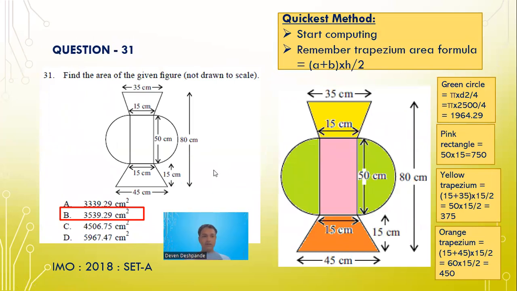Okay, next one. Find the area of the given figure not drawn to scale. But you have to note that the area of a trapezium is a plus b into h upon 2, isn't it? So what is a trapezium? Only two sides are parallel, and the other two opposite sides may not be parallel. So this is a trapezium because 35 and 15, the two sides, are parallel, isn't it? And then this also is a trapezium.